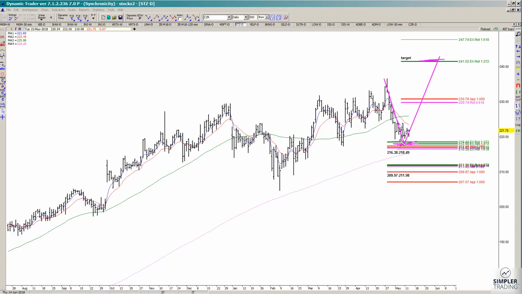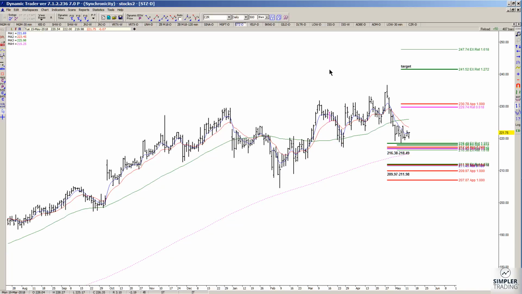What's the risk? Well, the risk is either defined underneath the low made prior to your buy trigger, so it could be underneath the recent low at the 218 area, or underneath the low end of the zone, which would be underneath the 216.38 area. Either way, you just have to write up a trading plan and then stick to it. Just try and do the same thing over and over and over again.